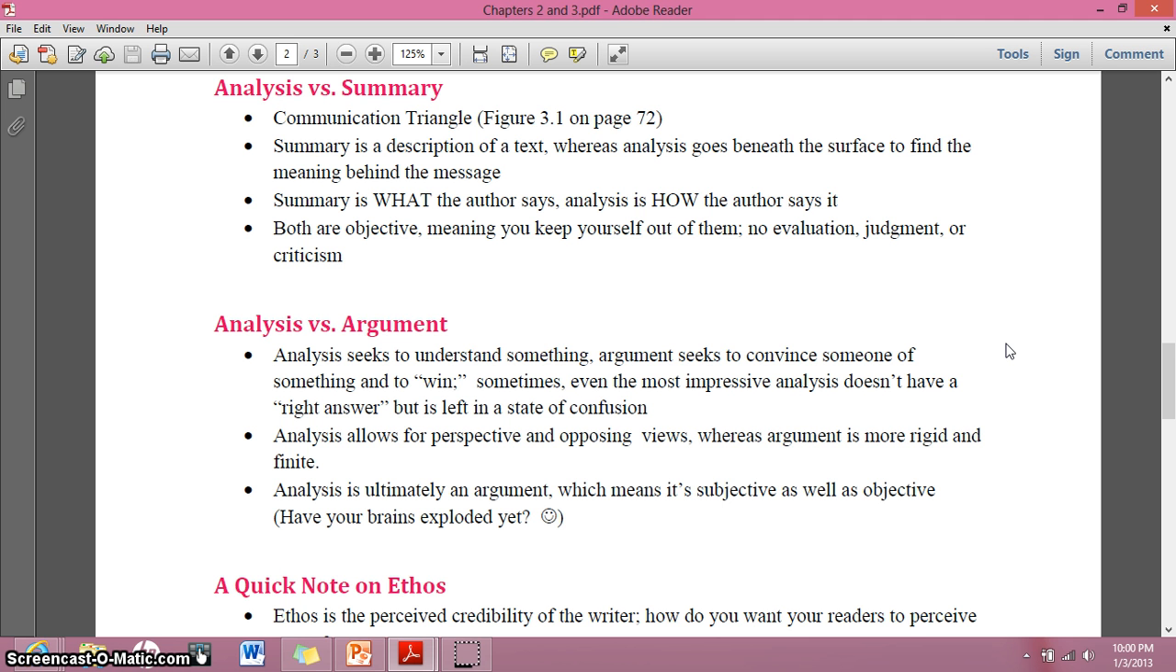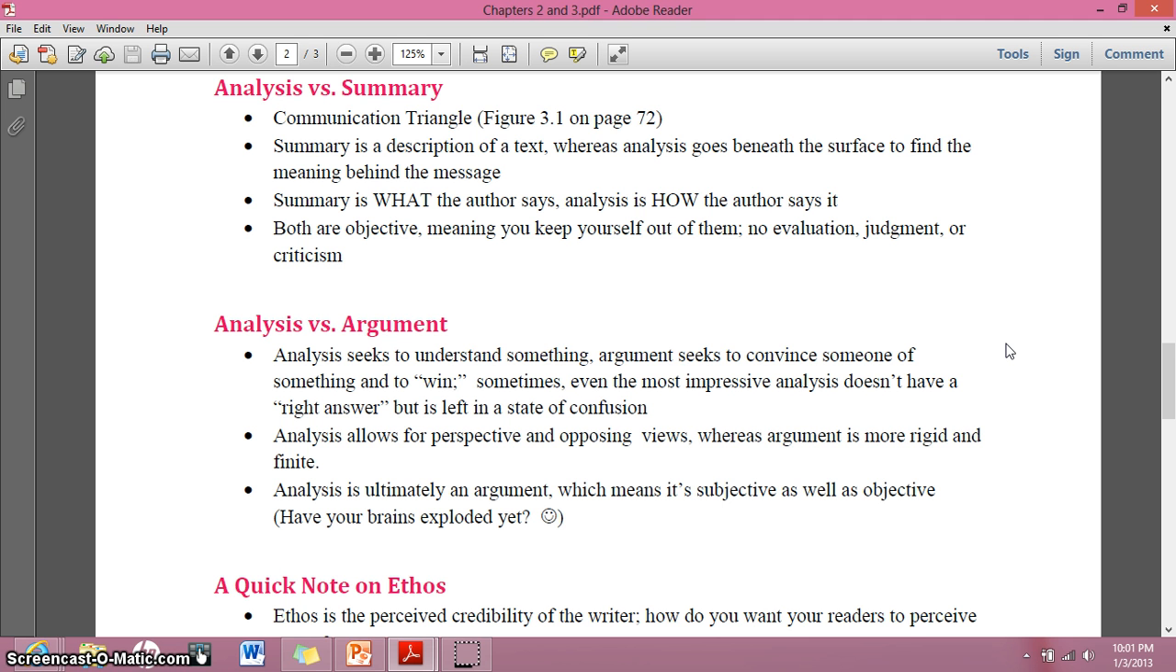Hopefully that makes sense. Maybe it'll clear something up. I don't know, but I appreciate that the textbook brought that in. So pretty much summary is just a description of a text, whereas analysis goes beneath that surface to find what's going on behind it, to find the rhetoric that the author is using in order to be understood. Going back to that rhetoric word again. And basically, summary is what the author says. Analysis is how the author says it.